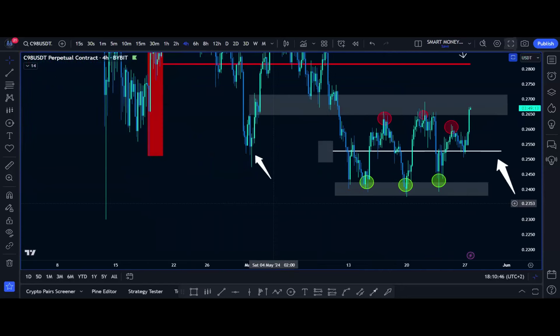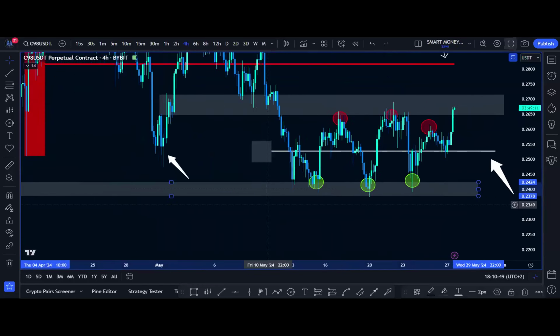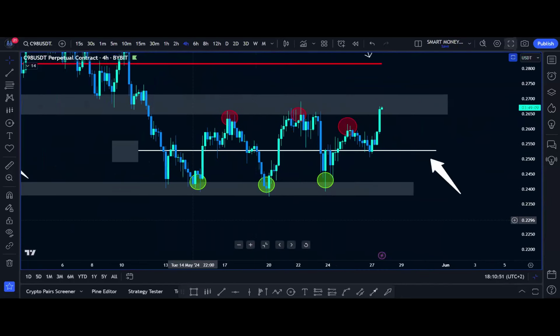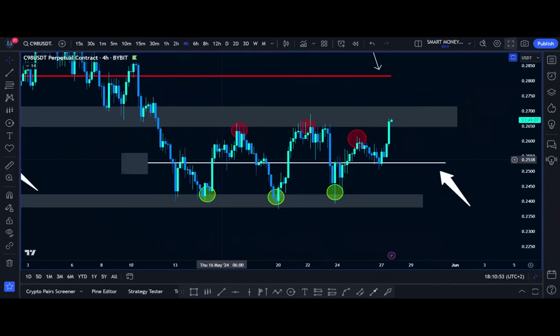Let's come back and remember this line over here that I drew is a demand zone. So price comes into demand, and you can see it goes above value, we sell, comes into demand, goes above value, we sell, comes into demand, goes above value, we sell.